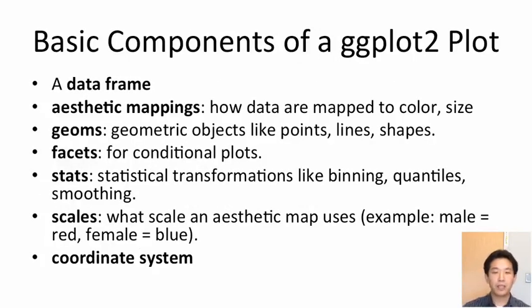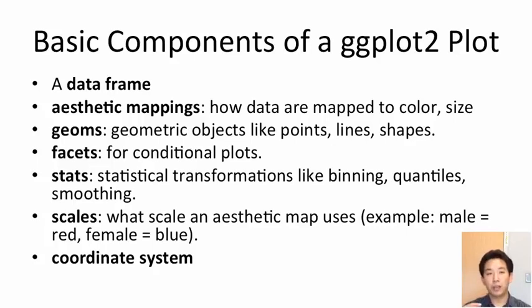So some of the basic components of a ggplot graphic are, you need data. Of course, the data is the most important thing. That's what you're going to put onto the page. And so you need to have a data frame that has all the data that you're going to plot in it. You need something that's called an aesthetic mapping. These describe how the data are mapped to things like colors and sizes and points. Geoms are specific objects that you're going to put onto the page, like points or lines or tiles or shapes or whatever you have.